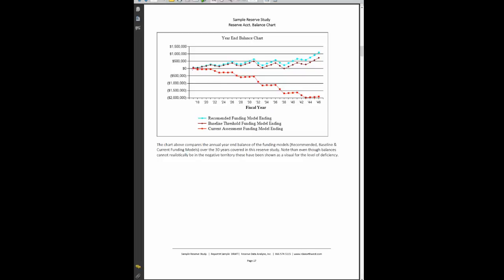In this case, this current funding model goes into a negative deficit of almost $2 million by the end of the 30 years. Again, you can't realistically have a negative $2 million balance in the bank account, but we like to show it to show the amount in deficit that the community will be in. If we just had a straight line across where it just stops at zero, people really wouldn't know, visually at least, how much in deficit the account would be and how much they're going to have to make up. It's just a good visual.